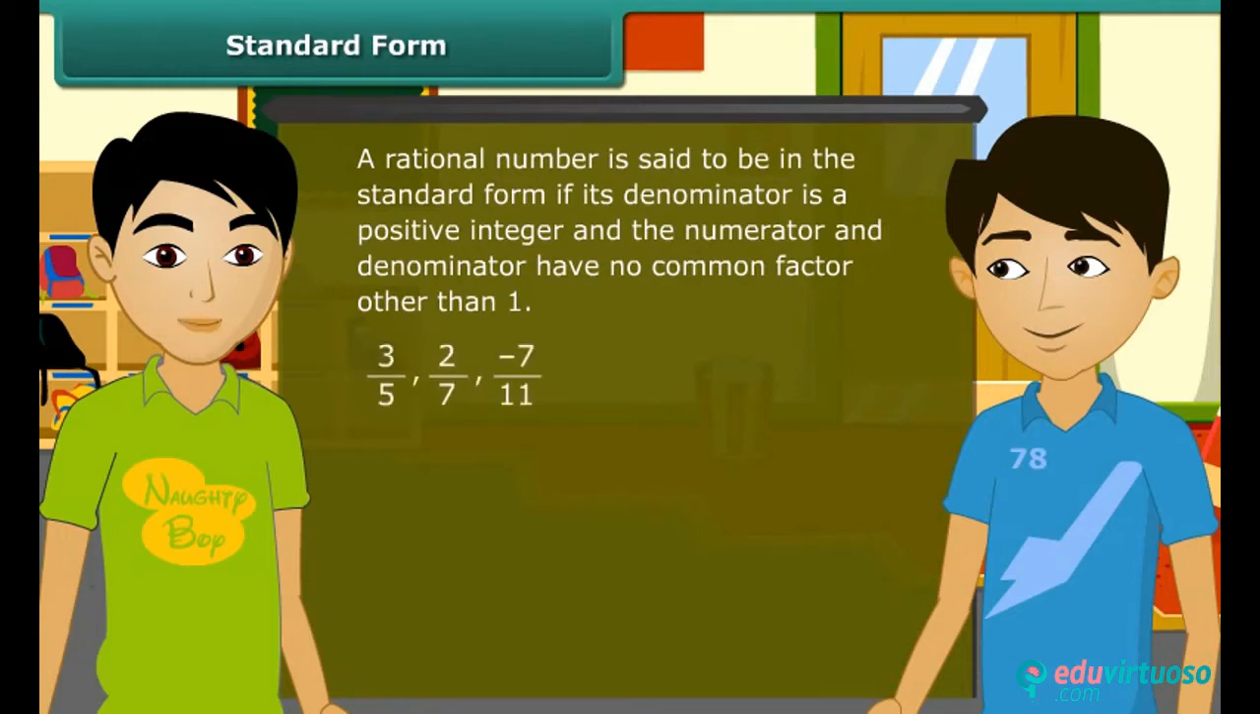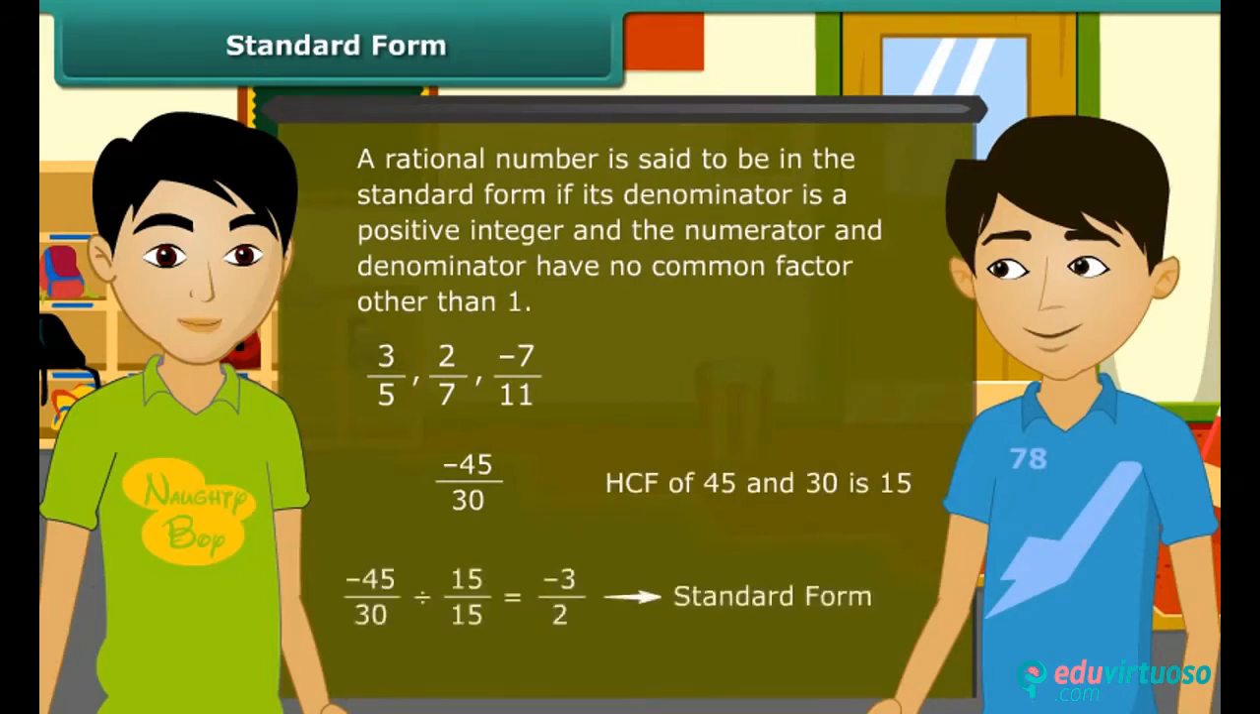And if the numbers are not in the standard form, then they are reduced to standard form. For example, -45/30 is not in standard form. We will reduce it by dividing its numerator and denominator by their HCF. Here the HCF of 45 and 30 is 15. Yes, so we will divide the numerator and denominator by 15, and we will get the rational number -3/2, which is in standard form.